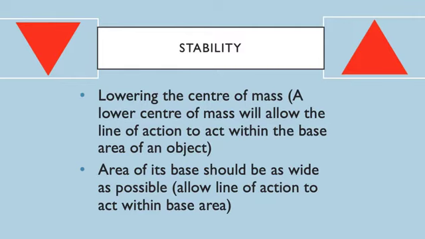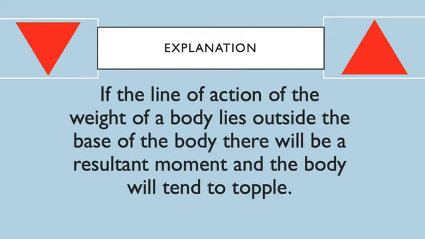Lowering the centre of mass will mean that the line of action is going to be within the base area, and making the area of the base larger is going to allow that arrow of that line of action to act within that base area. So both of those things will make the object more stable.